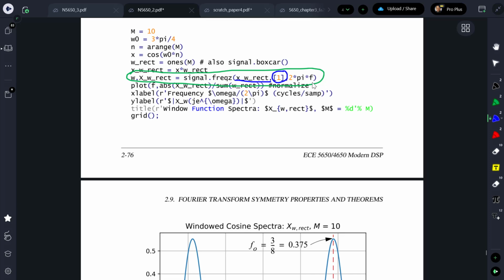So then I can display this. To display it, I took the absolute value, but then I normalized by the number of points I have in the capture, which in this case is just the sum of the rectangular window. That just normalizes the amplitude. So it's going to come out to 1/2 in this case for the sinusoid. And then I add the frequency axis label and so on.